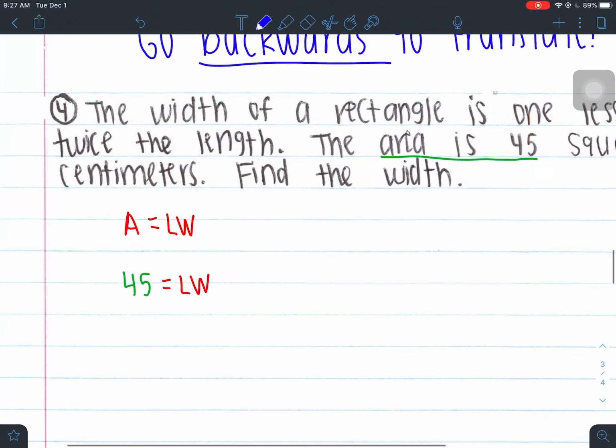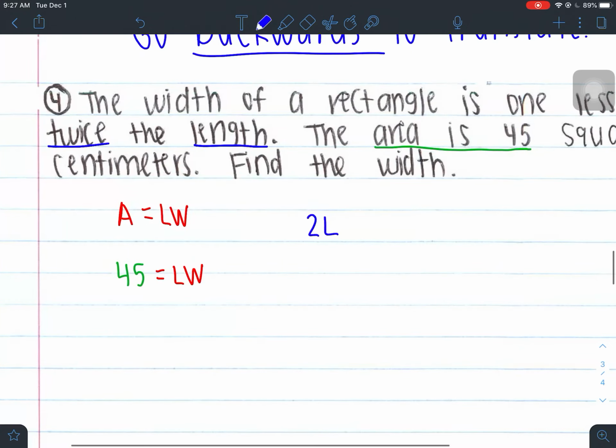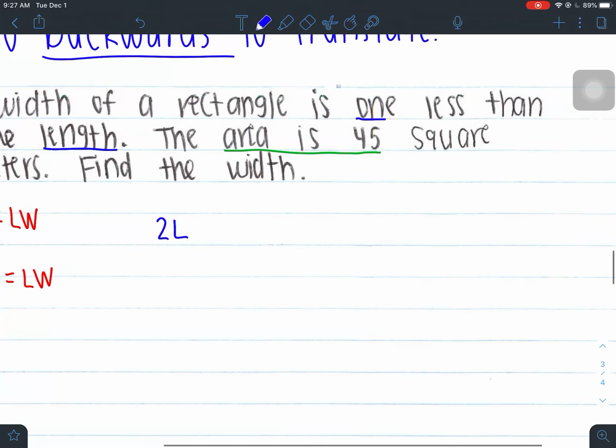And let's go ahead and translate that first sentence, right? So first thing, remember, go backwards in the sentence. The last thing in the sentence is length, so we're going to start off with length this time. And it says twice the length. So twice the length means I'm going to multiply length by 2. Now you're not always going to have to multiply the length or the width. It just depends on the problem. So it says twice the length. And then it says 1 less than.